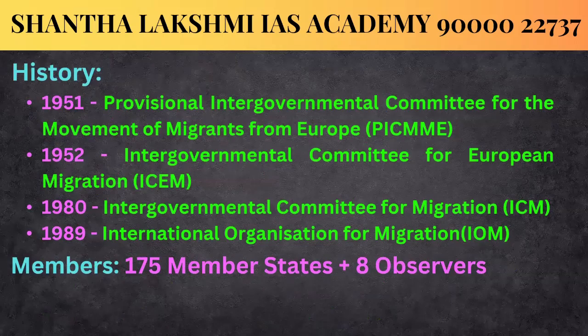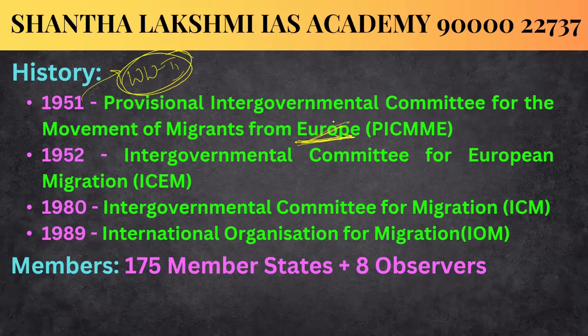Now coming to the history of the International Organization for Migration. See, in 1951, it was established under the name Provisional Intergovernmental Committee for the Movement of Migrants from Europe. So after World War II, this agency was specially concerned with the migrants of Europe only. Yesterday's UNHCR was also originally mandated to deal with the refugees who fled Europe, right? So this initially started with Europe.